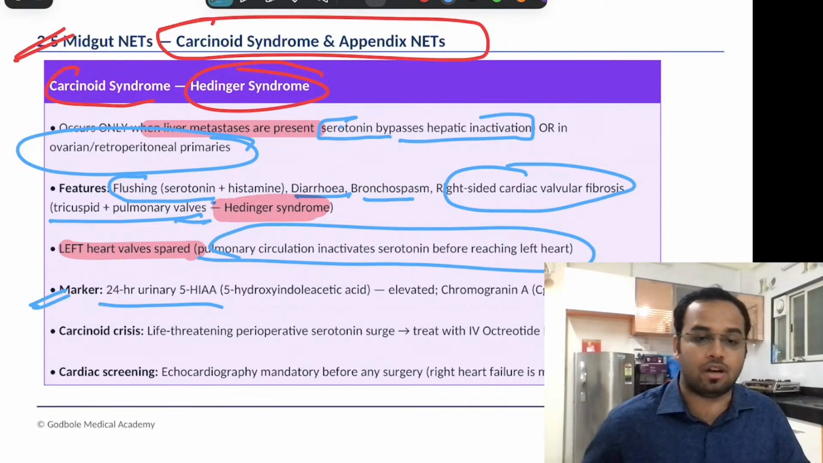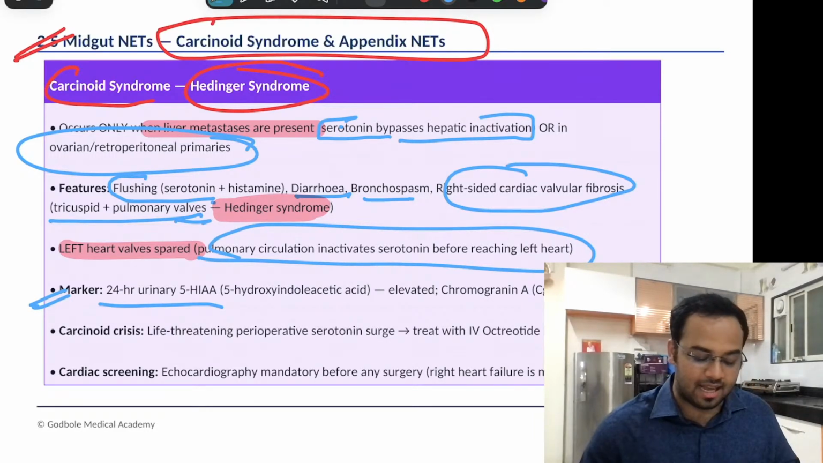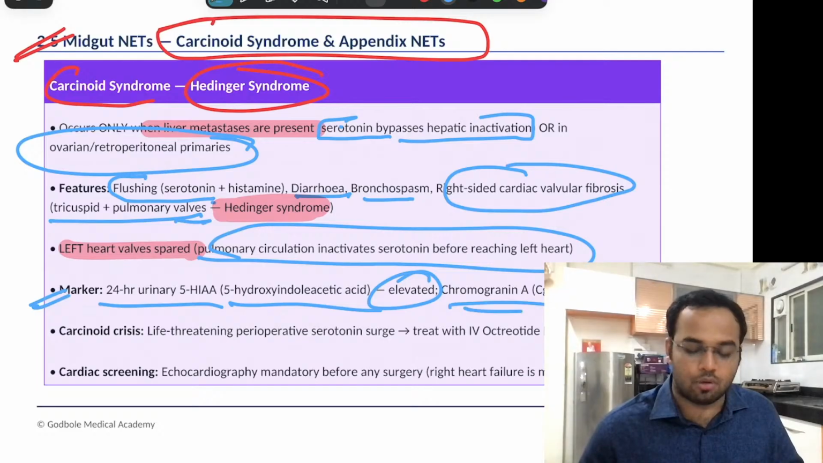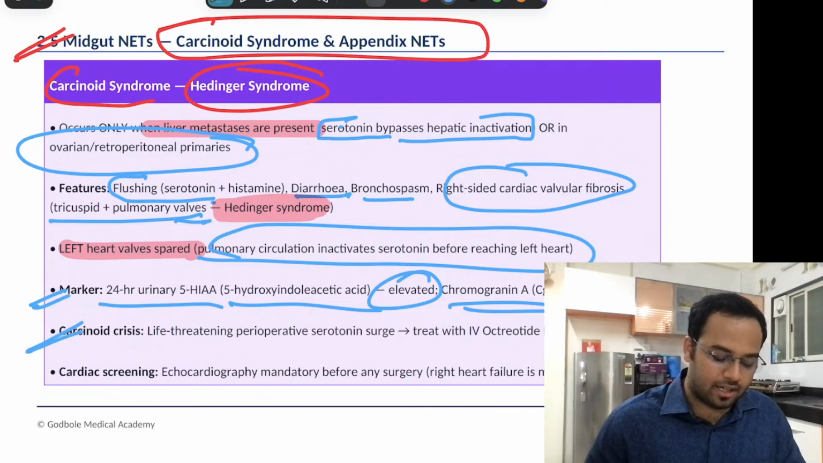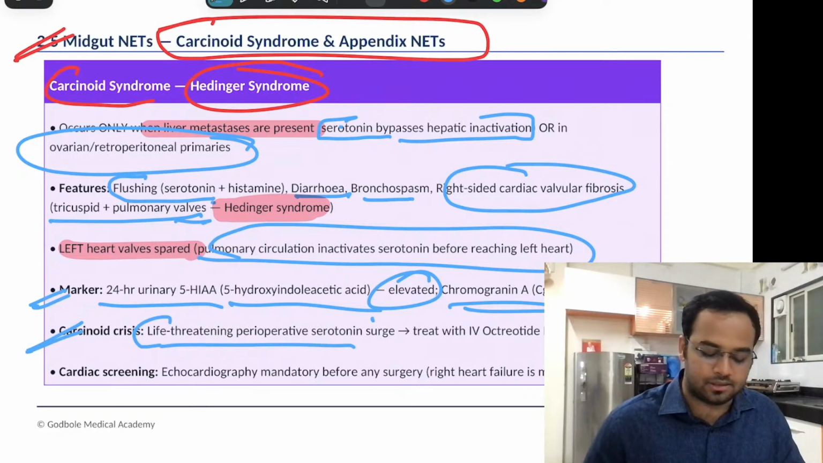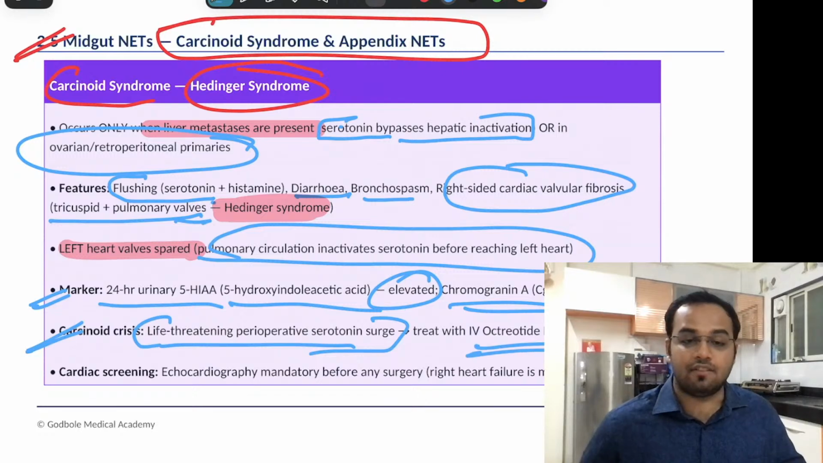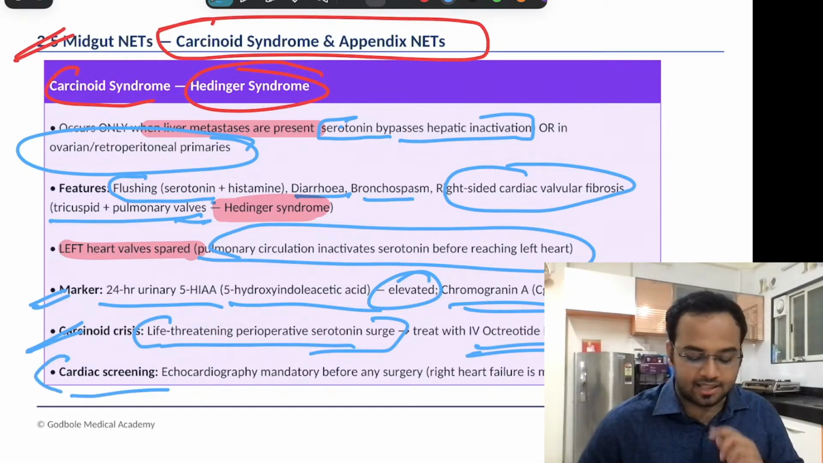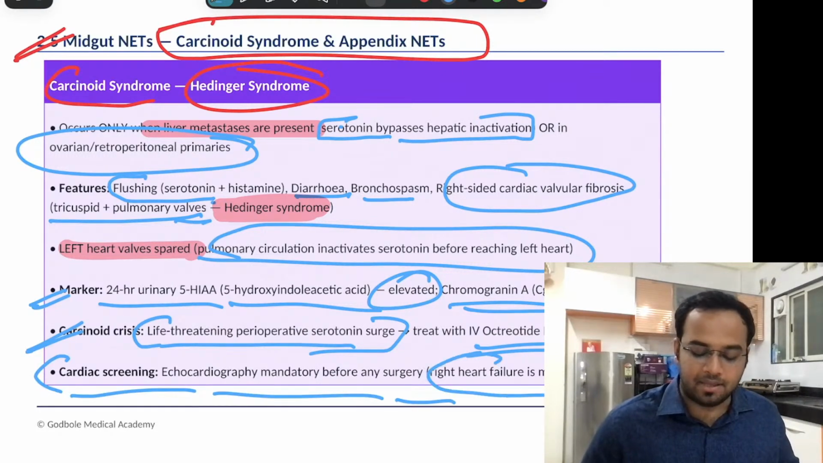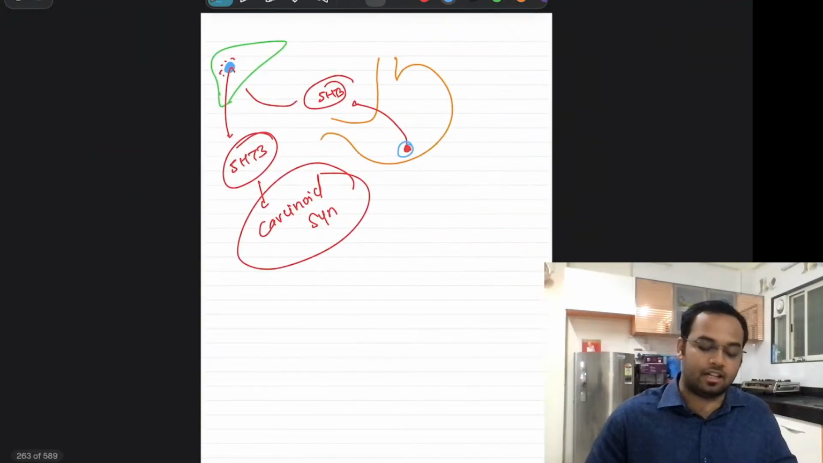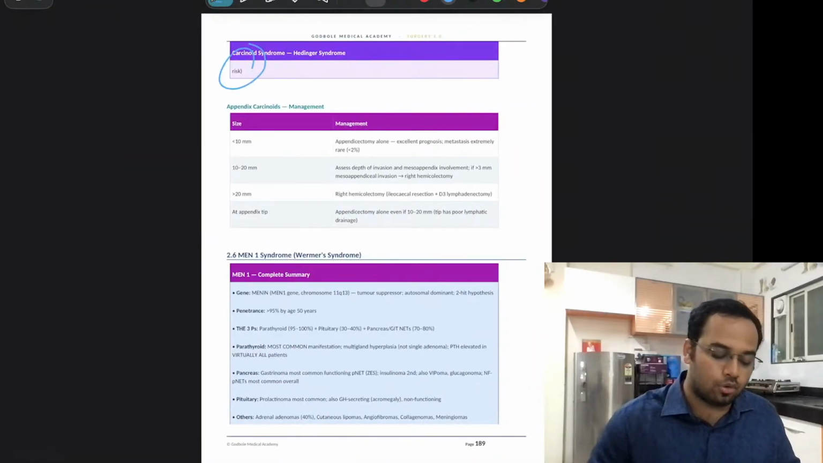Marker is again 24 hours urinary 5-HIAA, and these are going to be elevated, and chromogranin A might also be elevated. Carcinoid crisis, it is a life-threatening serotonin surge, and it is managed with IV octreotide immediately. And cardiac screening is important because heart failure might be there, which will cause post-operative mortality of the patient. So very much important for you to know.